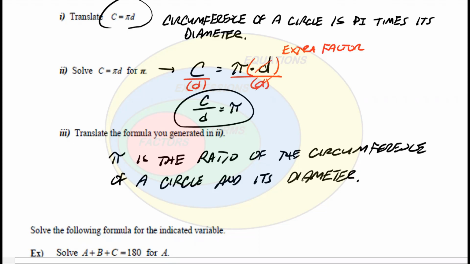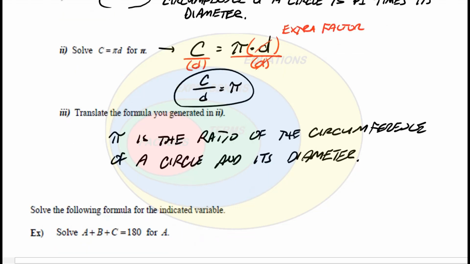And this was the actual relationship that came up first. It was pretty tough to actually see this, but this is what defines pi as a number. If we take the circumference of a circle and divide it by its diameter, we get pi. So by solving formulas for different variables, we can get a different perspective on how the quantities are related to each other.